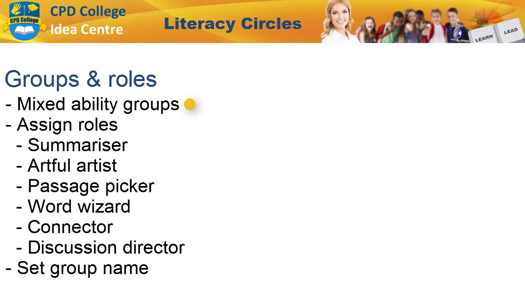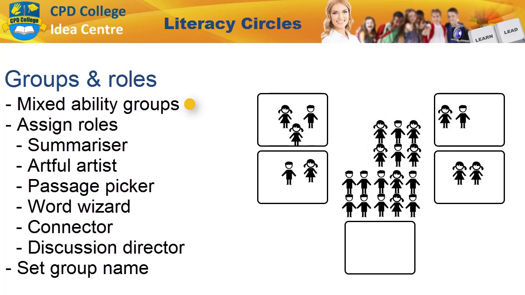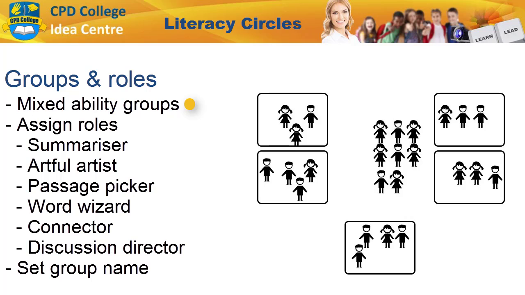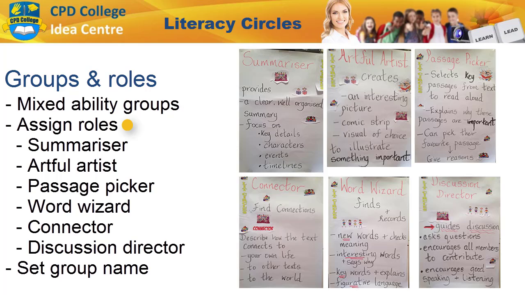Okay, so you split your class into mixed ability groups of 5 or 6 pupils. It's really important that they are mixed ability, so the more able children will help the others along. I use their reading ages from the previous year and my professional judgment, of course, to ensure that there are strong, average and less able children in each group. To maximise discussions, each child in the group is assigned a role.